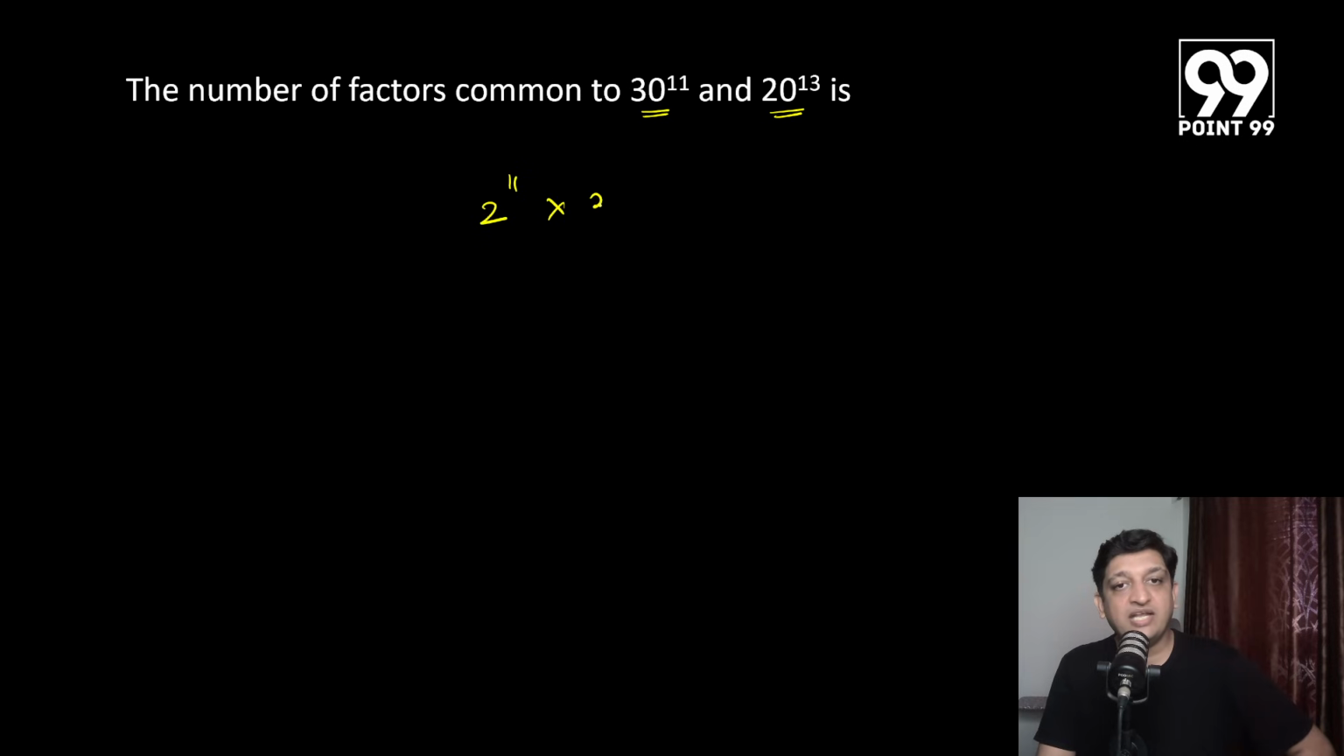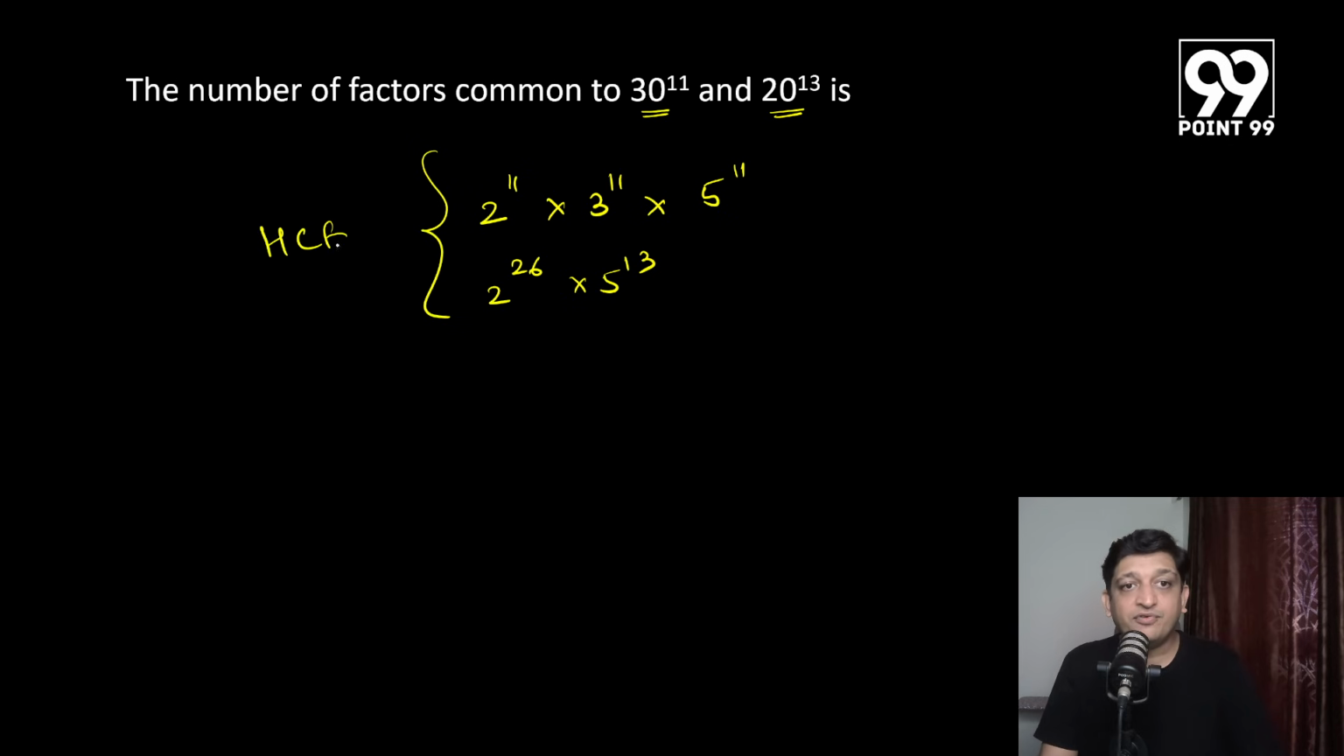So 2 raised to 11 into 3 raised to 11 into 5 raised to 11. What about 20 raised to 13? This will basically be 2 squared into 5 raised to 13, or 2 raised to 26 into 5 raised to 13. How do we find the HCF of these two numbers?